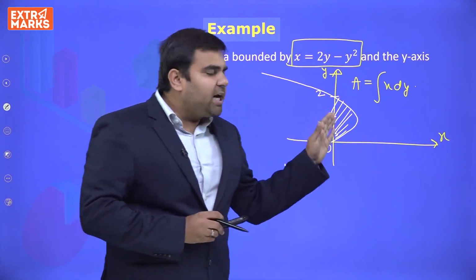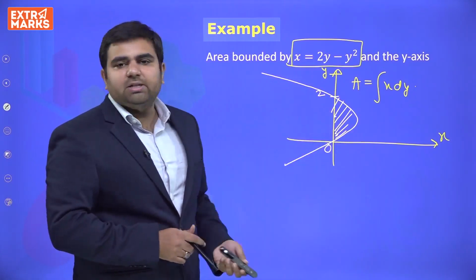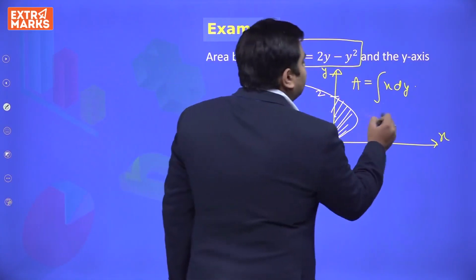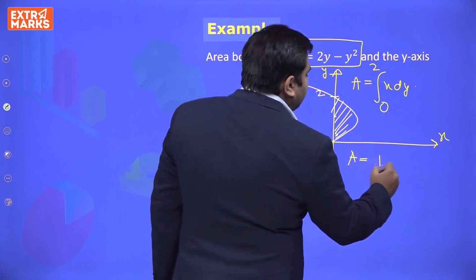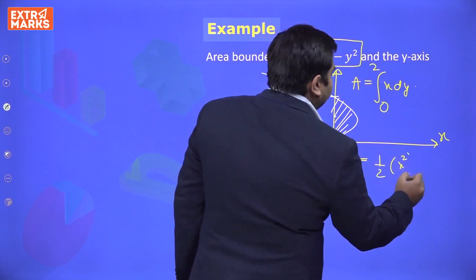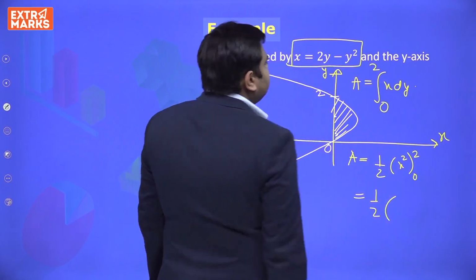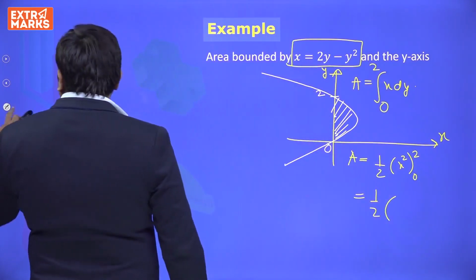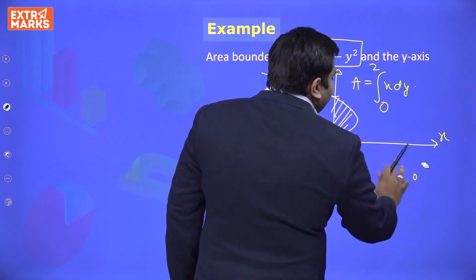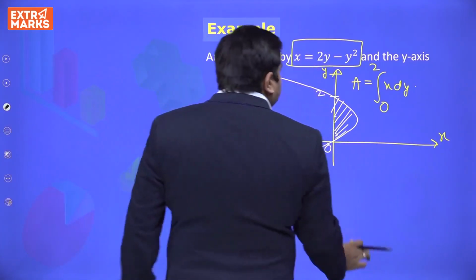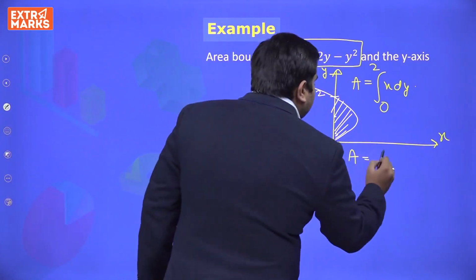But since the area is on the positive side of the y-axis, the area is x dy, where x gets varied from 0 to 2. So this area would come out to be 1 by 2 x square, from 0 to 2. Sorry for that, we have to represent x in terms of y because we are integrating with respect to y, right? So area will come out to be what?